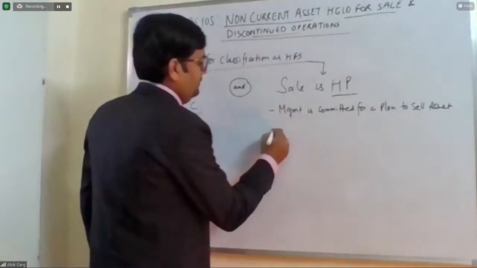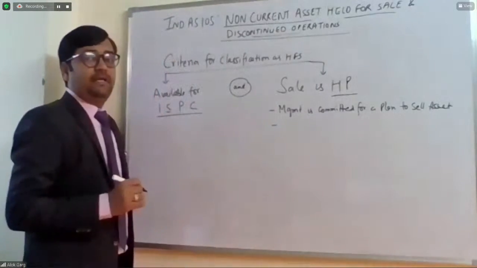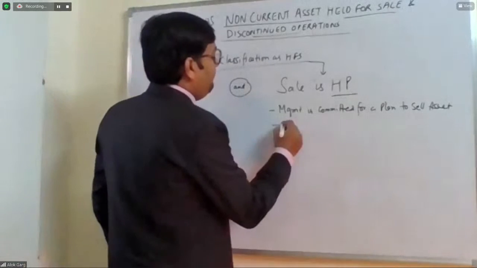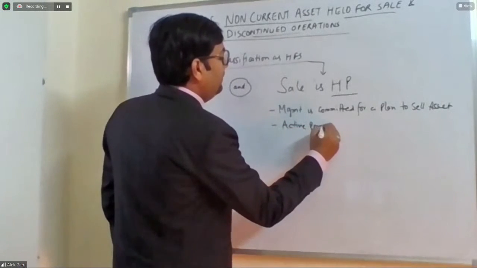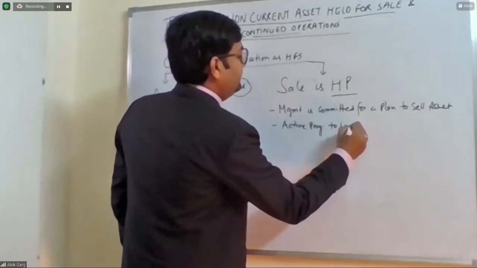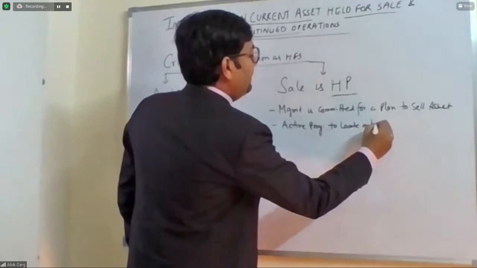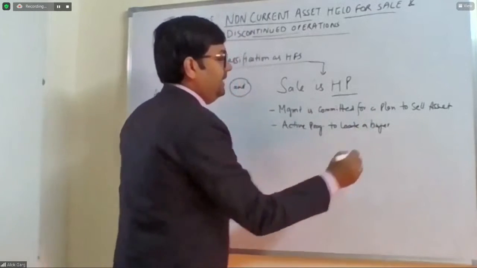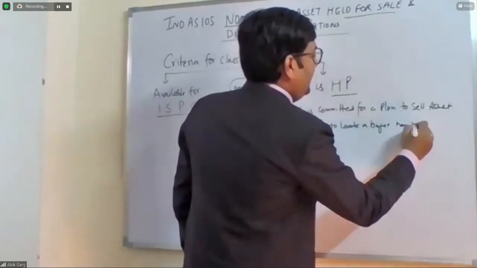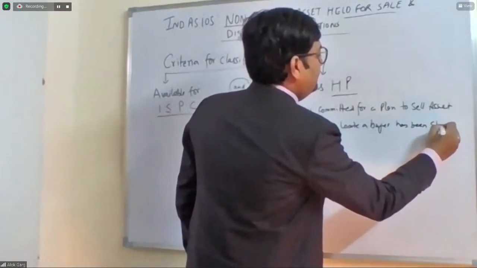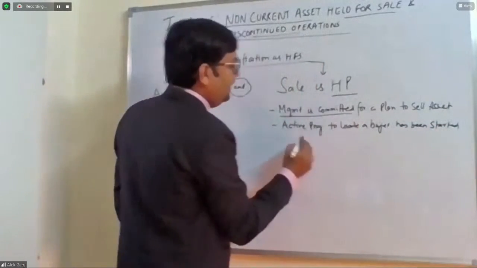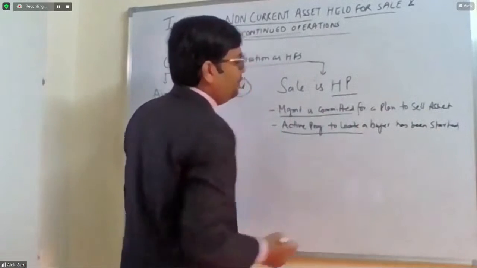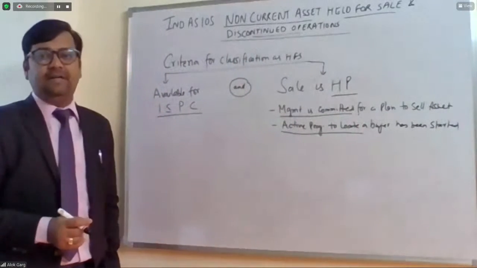Second, an active program to locate a buyer has been started. Active program. So the first one is management is committed. The second one is an active program to locate a buyer has been started.